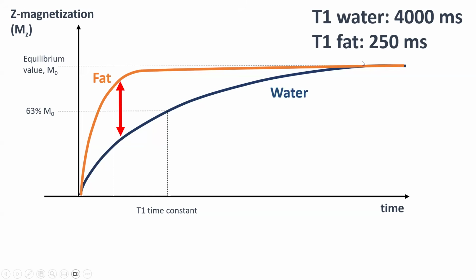Here, if we wait a very long time, so T1 relaxation happens after we flipped our protons in the transverse plane.